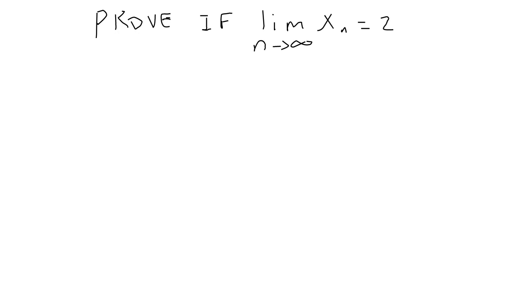So we have a certain sequence, and we want to prove, if the limit as n tends to infinity of x sub n is equal to 2, then the limit as n tends to infinity of 2 x sub n minus 1 over 3 is equal to 1. So you're given the answer this time.